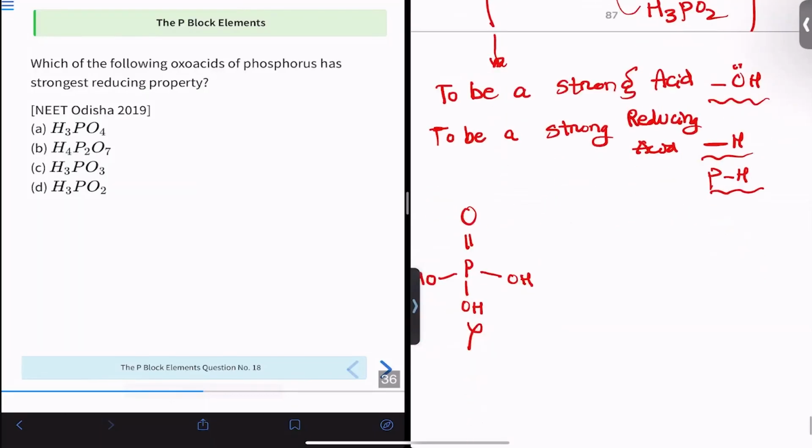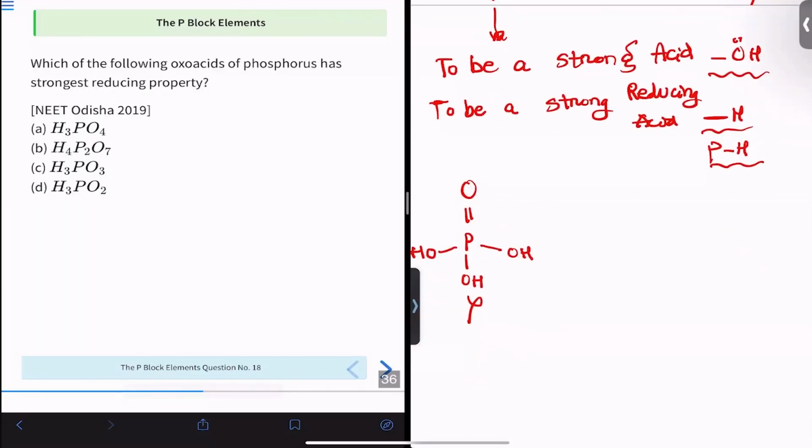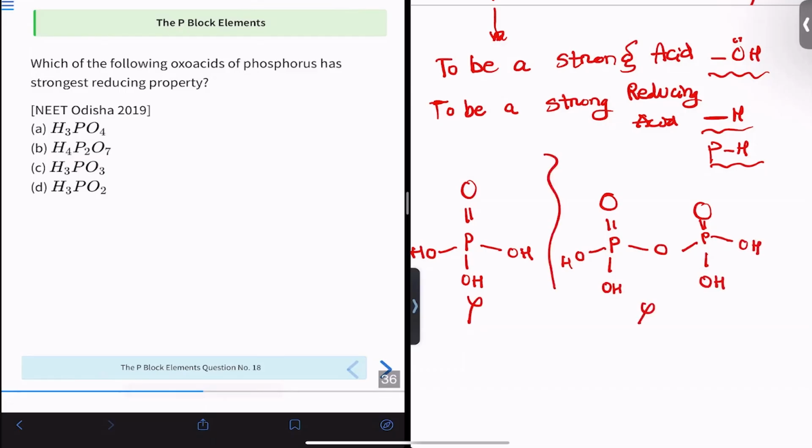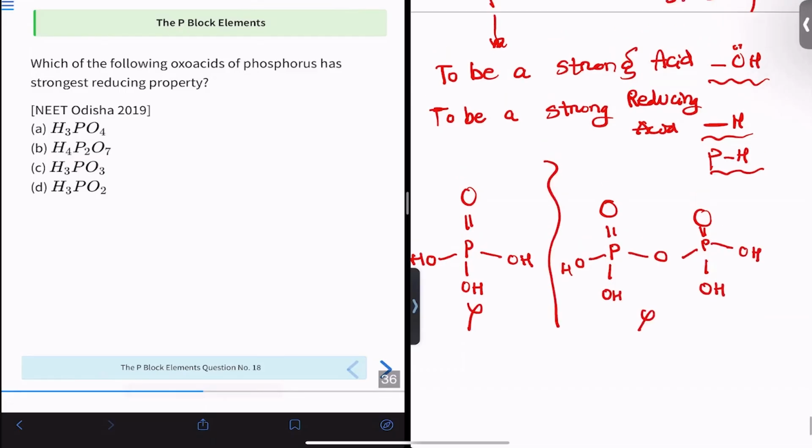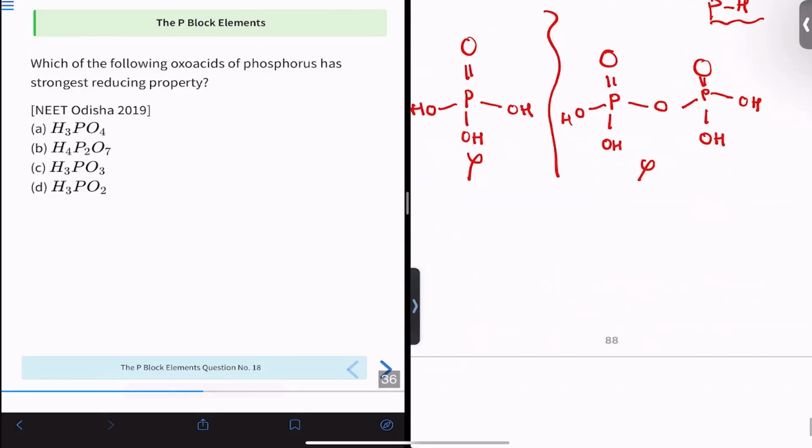Next in the example we have H4P2O7. Again, does it have any PH bonds? No. So it also does not have any reducing property. Then going for option number 3, H3PO3.